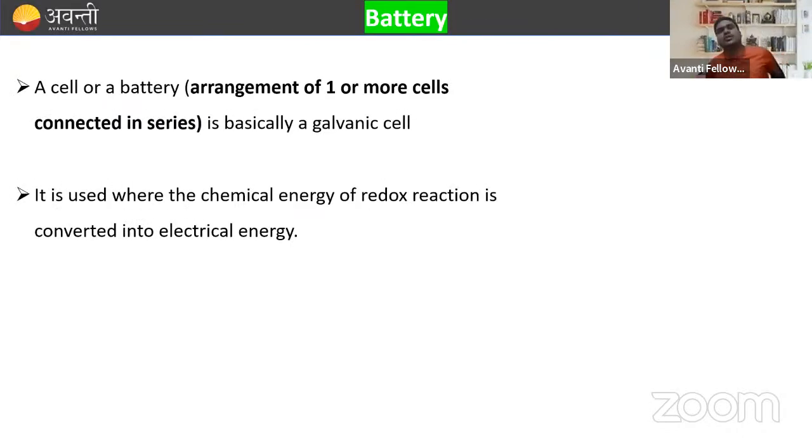Right. So this is all we covered: the Nernst equation, electrochemical cell, salt bridge, and all this. Now, one important thing here is the battery. So let's discuss the battery.